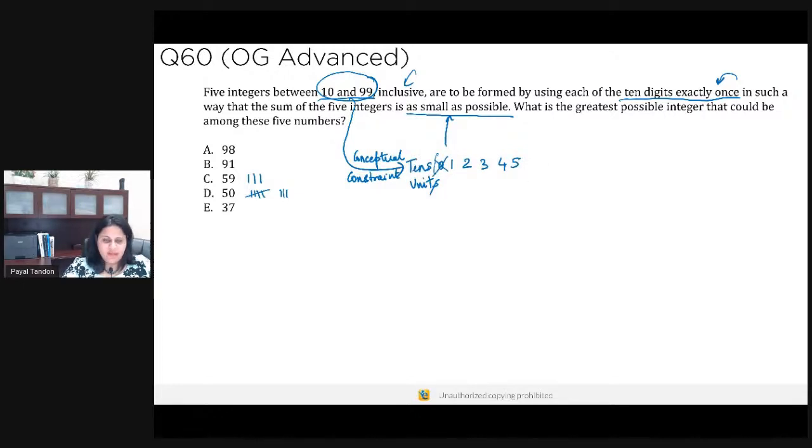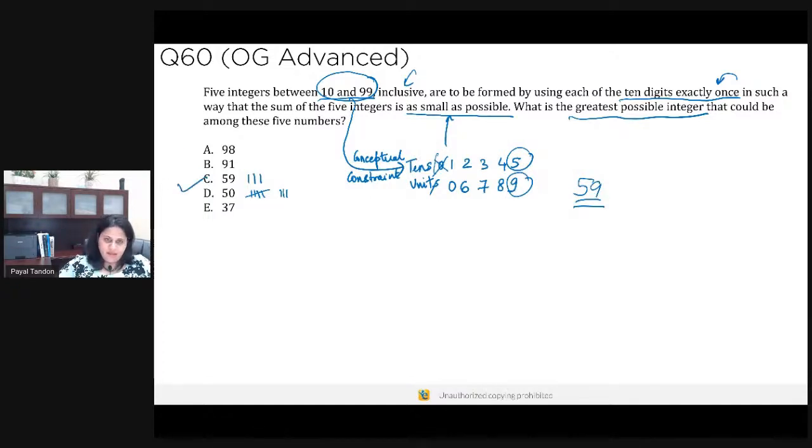So we put 5 over here because we need 5 smaller digits for the tens place, which means what are the digits that are possible for the units place? 0, 6, 7, 8, 9. These are the digits possible for the units place, which means now what is the greatest possible integer? The greatest possible integer will be 5 and 9, 59. And that's your answer. Choice C is the correct answer here.